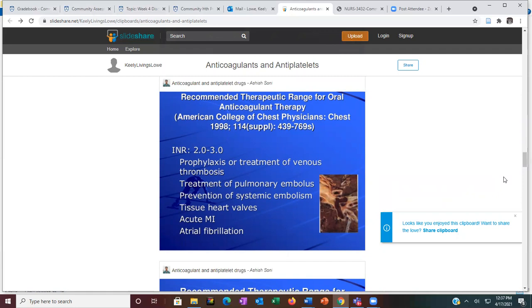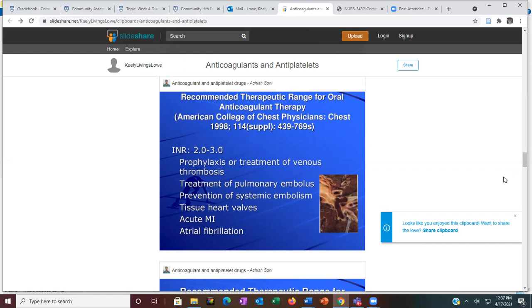So we're trying to prevent either for the first time that a clot happens or repeated times that a clot would happen of a DVT in the legs. Treatment of pulmonary embolism. So again, we don't want a pulmonary embolism to happen again after it's been treated acutely. Prevention of systemic embolism. So a blood clot that's in the arteries or that's in an artery of the brain or the heart tissue, heart valves.